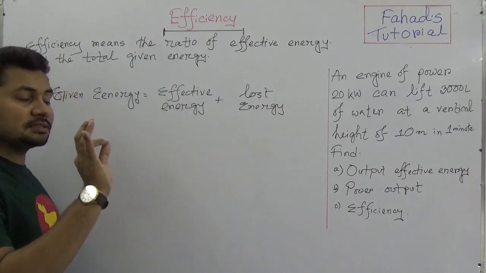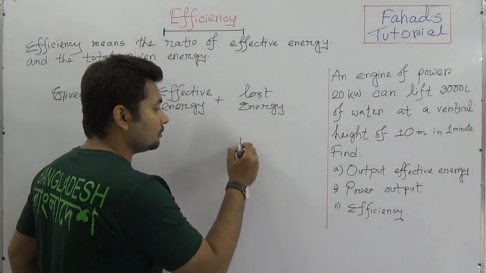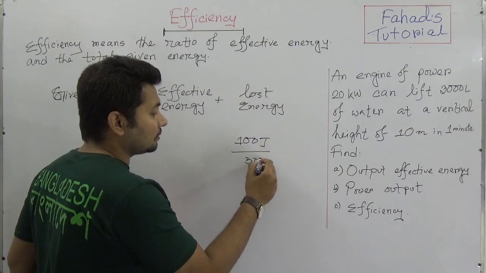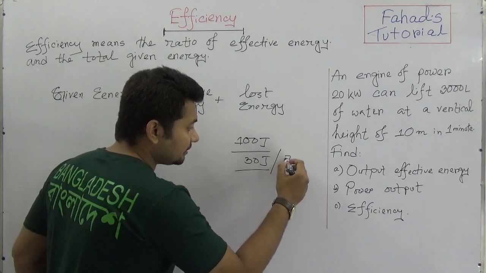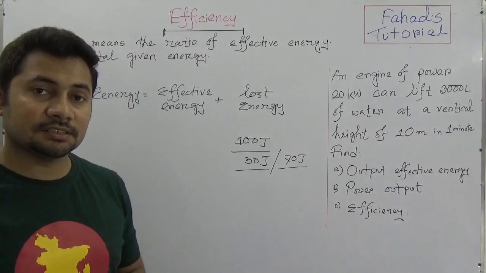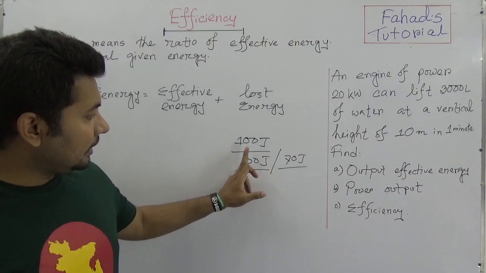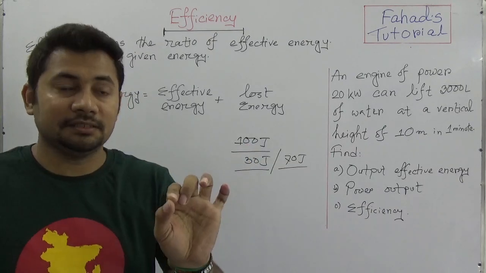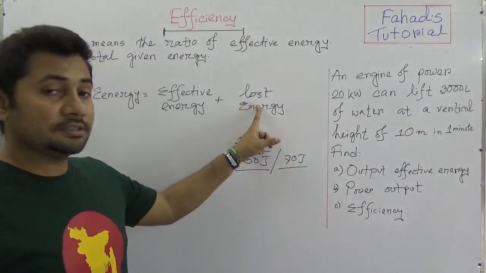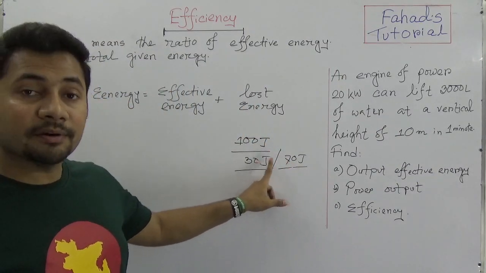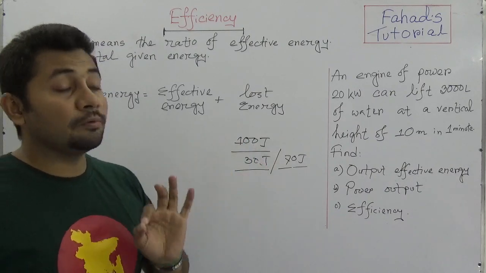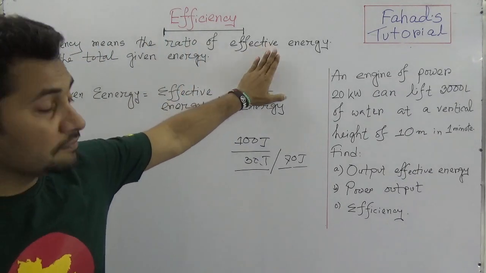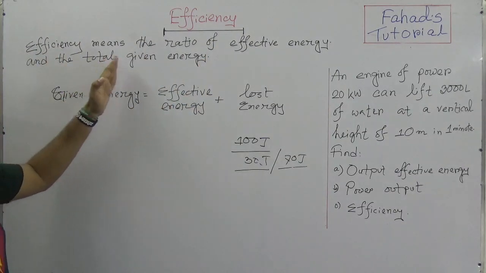Given energy means, suppose 100 joule of energy is given to any machine and it provided 30 joule. So 70 joule were lost. Given energy was 100 joule and we got 30 joule from the machine, so 70 joule was lost. We can add these two amounts of energy to get the given energy. So what is the meaning of efficiency? Efficiency means the ratio of effective energy and the total given energy.